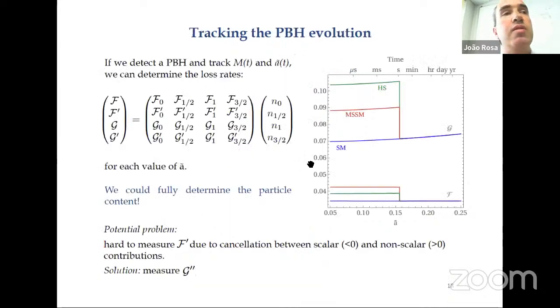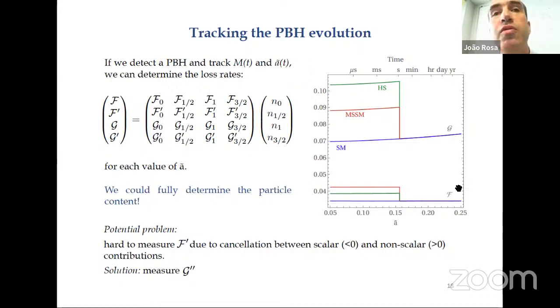So we went a bit further. If we could track the mass and spin of the black hole as a function of time, we can determine the mass loss and spin loss rates, the F and G functions, potentially their derivatives, and they're linear functions of the number of spin 0, spin 1/2, spin 1, and spin 3/2 particles. We could have gravitinos in supersymmetric models.